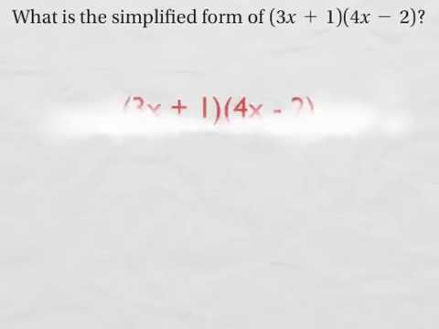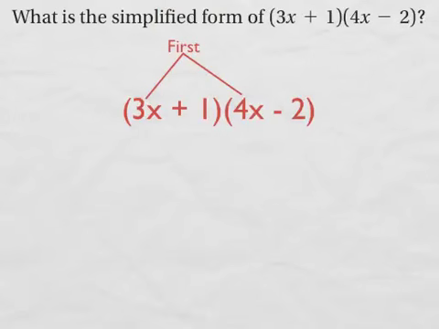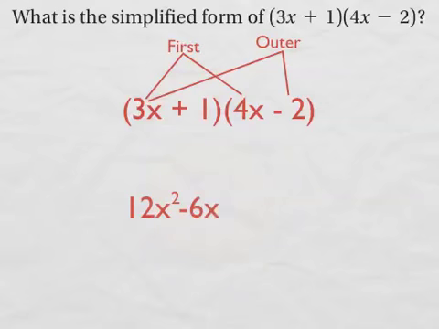Going to go ahead and rewrite it, and again I'm going to use the FOIL method. F stands for first. In this case, our first terms are 3x and 4x. 3x times 4x is a 12x squared. My outer terms, in this case, are going to be 3x times a negative 2x. 3x times negative 2x is a negative 6x.